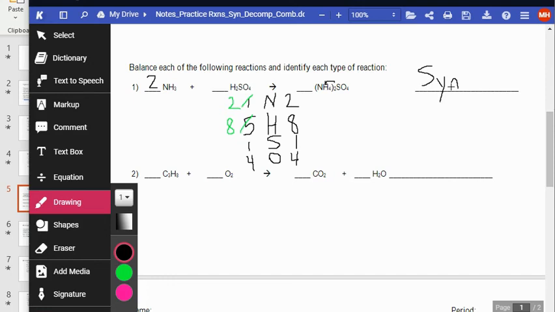I need you to go ahead and complete the other 6 reactions. Identify what type it is. And after you have it identified, I need you to balance each one.